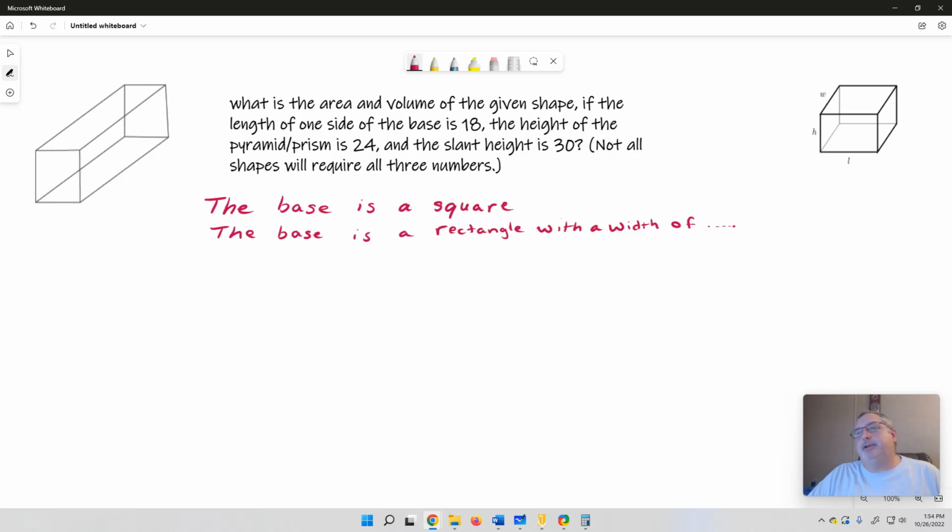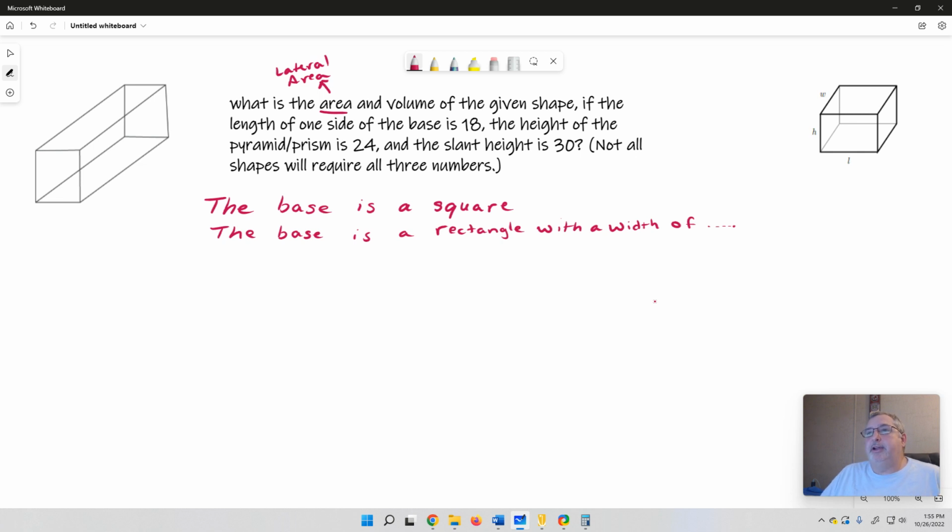We're looking in geometry, and this is the lesson on area and volume of prisms and pyramids and so on. Again, we're given some basic information, and we're asked to find the area and the volume. Again, the area is the lateral area, and then the volume is the volume.